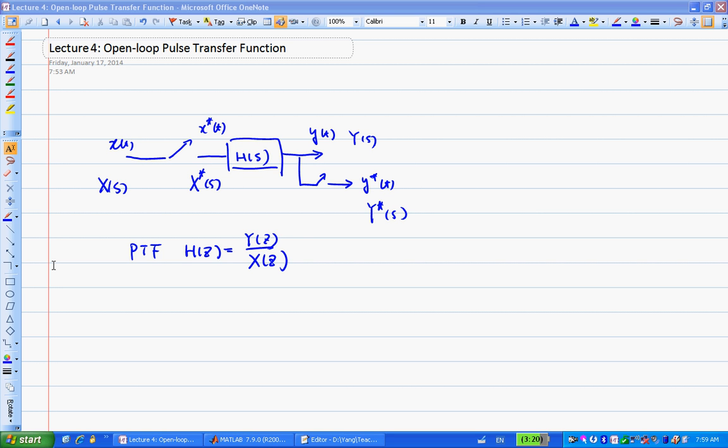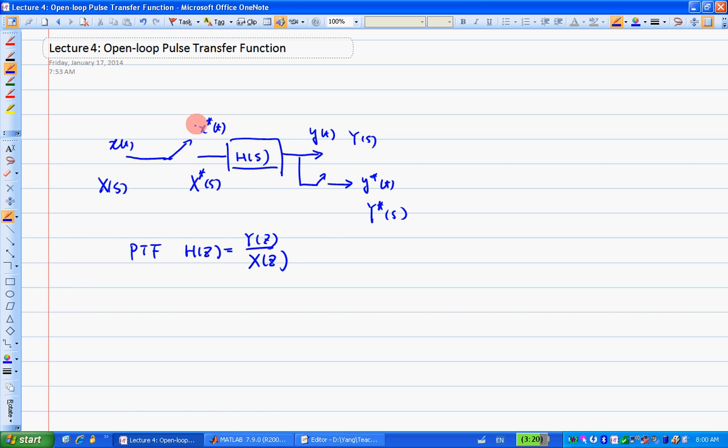Okay, good morning. Let's start the lecture, and let's continue from the previous lecture. This is a quick review of what we did. In the previous lecture we talked about impulse sampling, zero order hold, and open loop pulse transfer function.